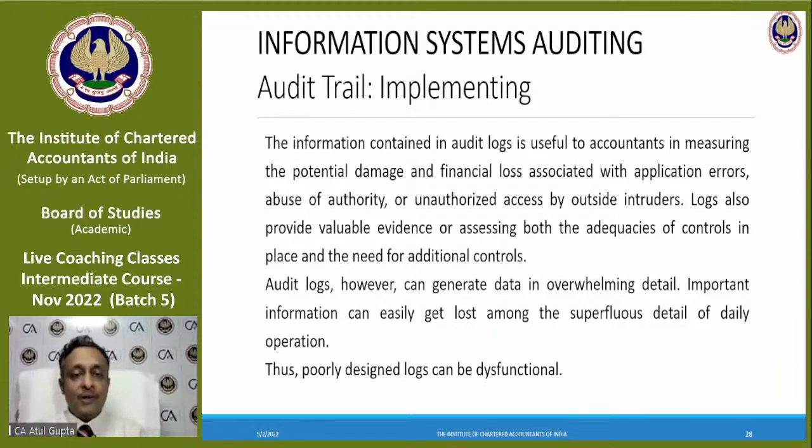Audit logs, however, can generate data in overwhelming detail. So whenever you go through an audit log, you must do an intelligent analysis of the data given in the audit log, because a lot of voluminous data may be there that may not be useful. So you have to look for useful data from the audit log itself.